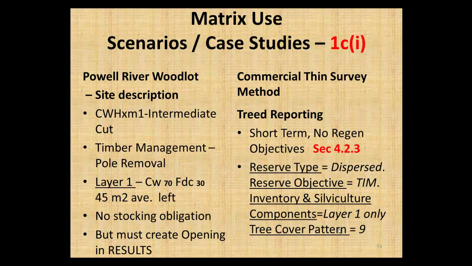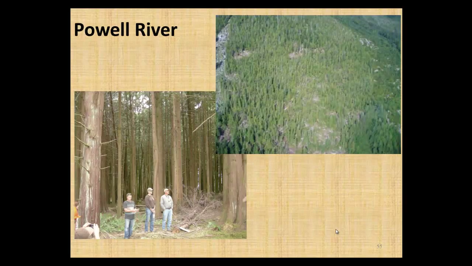So, commercial thin survey is described within the survey's manual. Short-term retention, no regen obligations is section 423 within that reporting manual. Reserve type is dispersed. Timber objective is timber. Inventory and silviculture components are reported, but it's only the layer 1. And our tree pattern is 9, so really dense cover left over. That image for 9 would be pretty solid, almost a solid gray. So that's what the stand might look like.